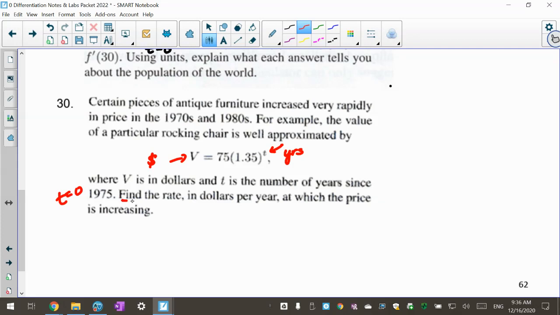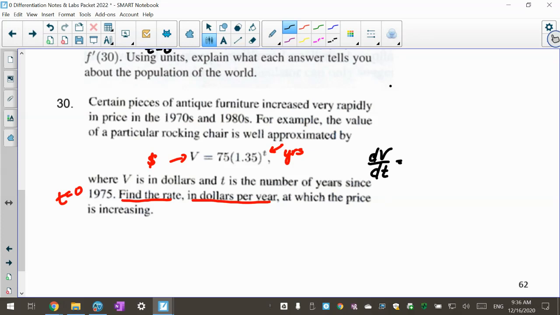This is: find the rate in dollars per year at which the price is increasing. Again, if it says find the rate, then that means we're going to do the first derivative. Now I'm going to write this one a little bit differently. It is V prime, but we also could write it as dV/dt. And they basically want us to tell them what that would be.